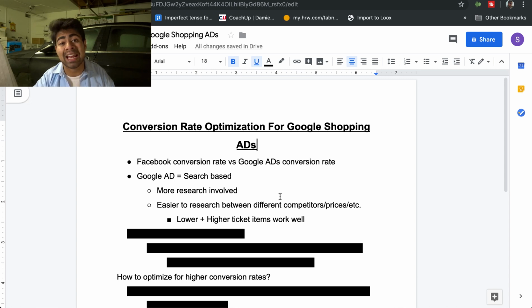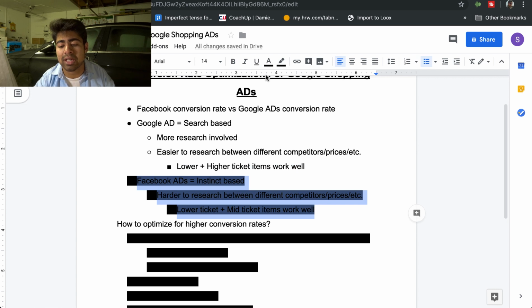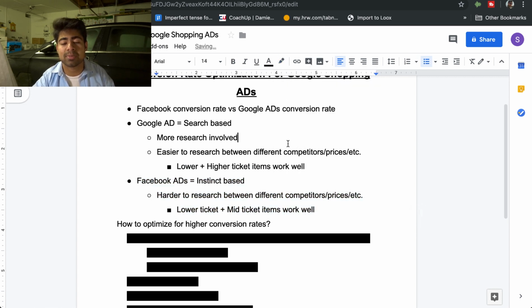But lower and higher ticket items work really well with Google. On the other hand, let's look at Facebook. So when it comes to Facebook, again, as I mentioned, it's instinct-based. People are just scrolling through, they see something, they get these emotions that they want that product, they can't live without it, and boom, they have purchased it.